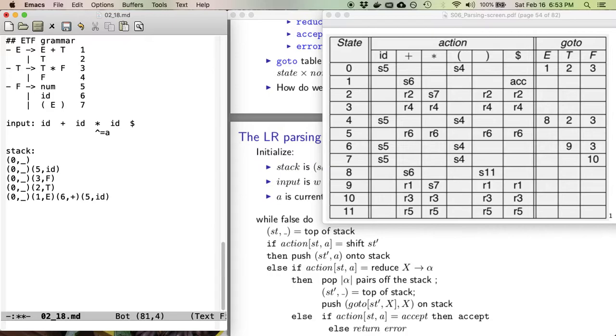So we are in state 5, and the input is a star, all right? My pause here was looking at state 5, thinking the input was an ID. Well, that would be bad, right? If it was an identifier, we would have an error because there's nothing to do. There's no action here. But, of course, I just failed to move this forward. So we really are looking at a star.